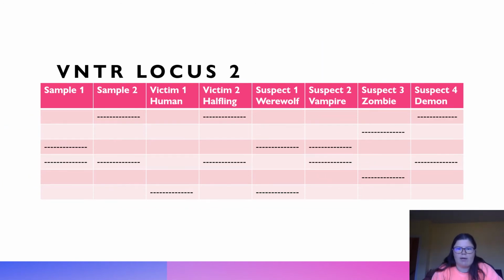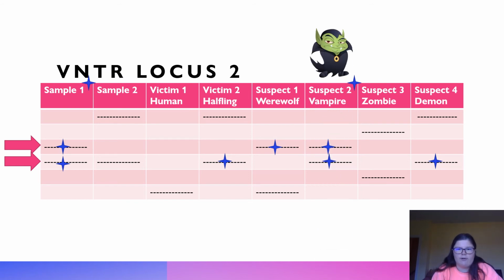So our first suspect, who we know has left some genetic material we believe at the crime scene, is the vampire. Then we look at locus 2 for sample 1, and as we go through this process again, suspect 2 still has left genetic material at the crime scene. So our little vampire was definitely at the crime scene.